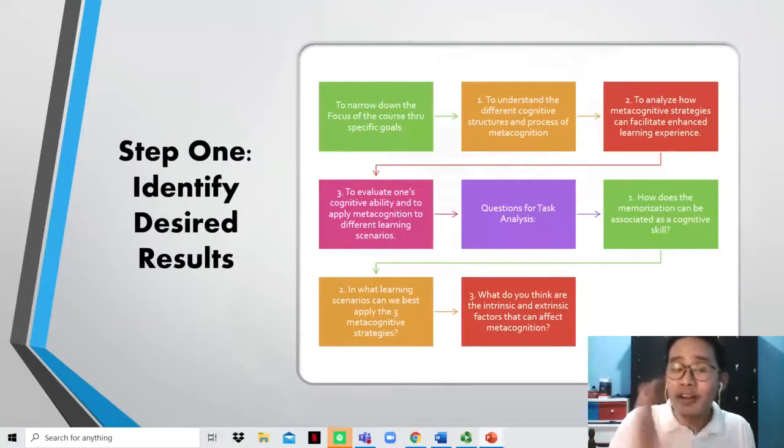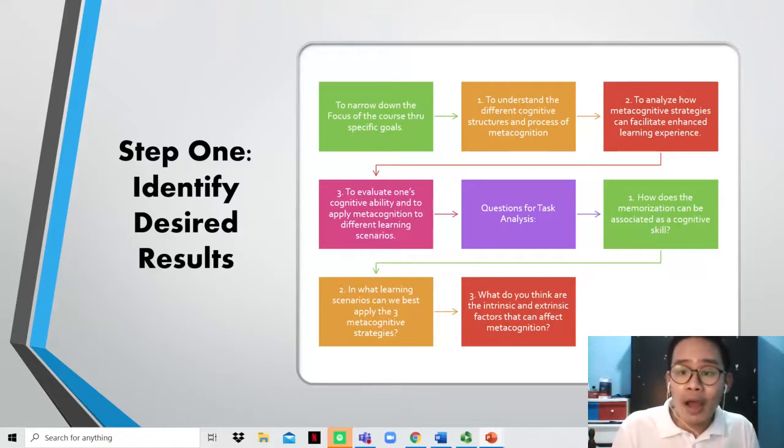Okay, so for step one, I identify the desired results. This is important because first and foremost you should be specific with the content, knowledge, and skills that you want for your course project, to set my goals first. This is to narrow down the focus of the course through specific goals, which are: number one, to understand the different cognitive structures and processes of metacognition. Number two is to analyze how metacognitive strategies can facilitate an enhanced learning experience.